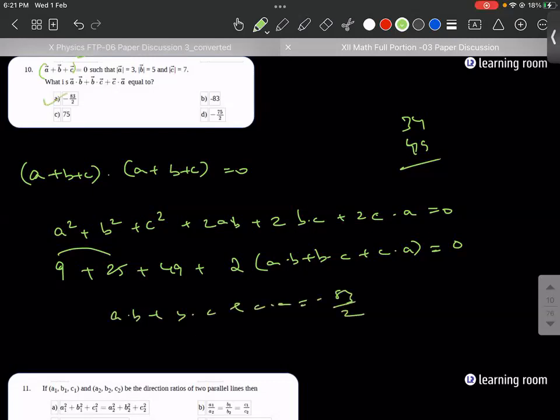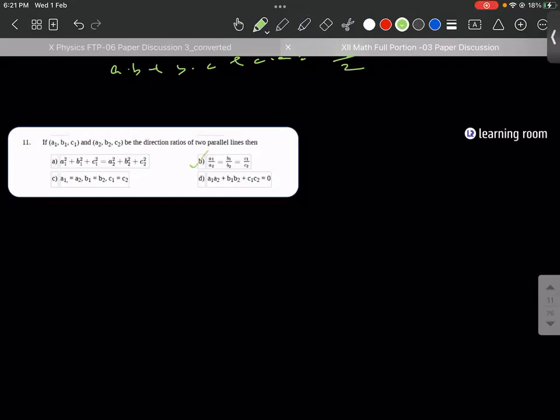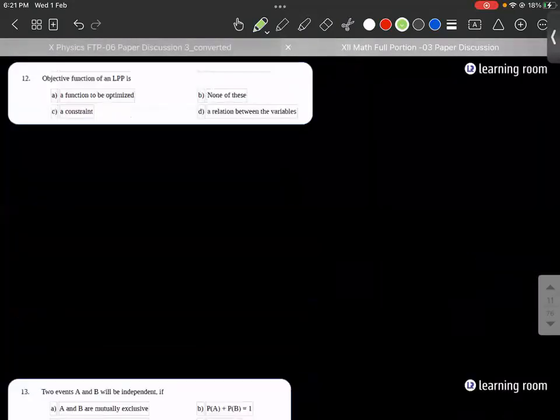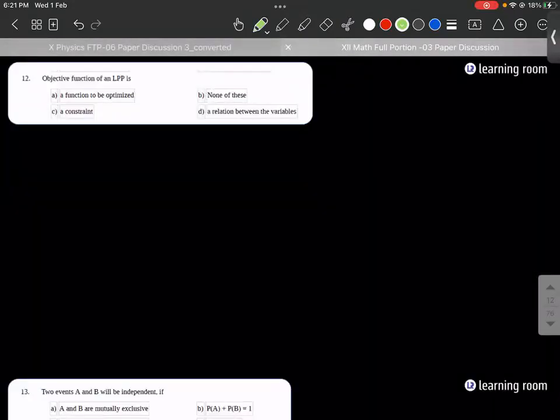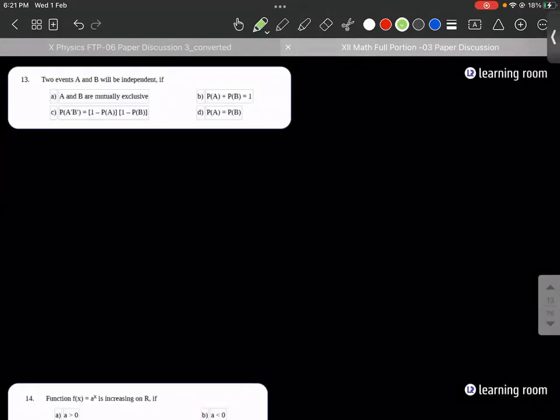This is the answer. Yes, if a1, b1, c1 and a2, b2, c2 are the direction ratios of two parallel lines, then a1 by a2 is equal to b1 by b2 is equal to c1 by c2. Objective function of an LPP is used to optimize. Two events A and B are said to be independent if this thing.